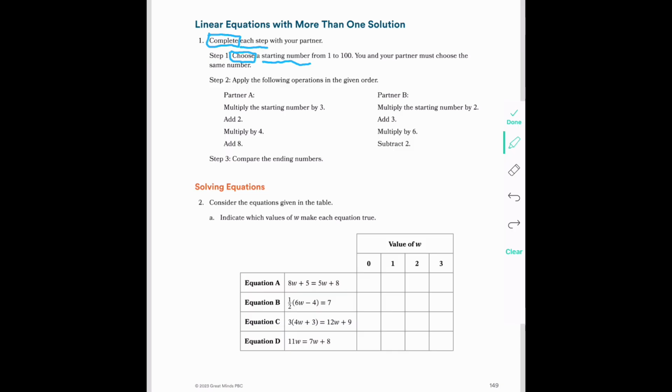Take about 30 seconds. Go ahead, pause the video, figure out what number y'all gonna pick. Should not take you long. Go.